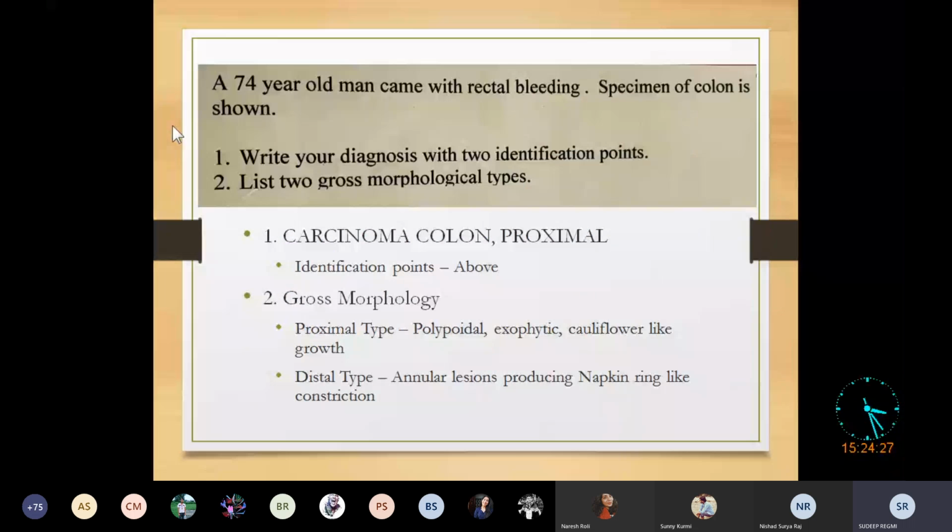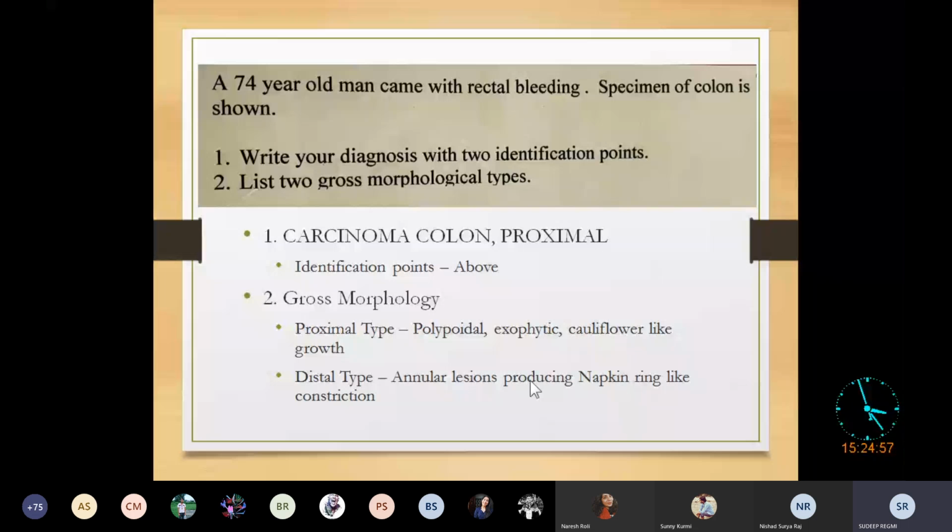A question might come: a 74-year-old man came with rectal bleeding. Specimen of colon is shown. Write your diagnosis with two identification points, and list two gross morphological types, which are proximal and distal. If it is a proximal area, towards the ascending colon or part of the transverse colon, then there will be a polypoidal, exophytic, cauliflower-like growth. Whereas in the distal type, there will be more of constricting annular lesions producing napkin ring-like constrictions.